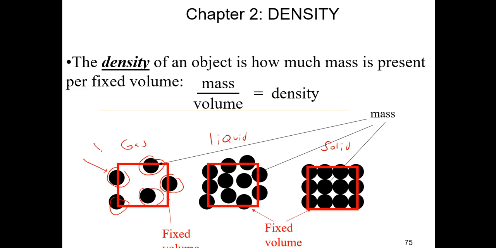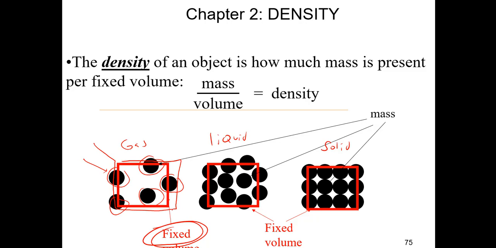We then have this box right here, which represents a fixed volume. Now, every substance has a different number of particles or atoms that make it up. So when we're comparing our different phases, solid, liquid, and gas, it's helpful to have the same fixed volume. That means they have the same box placed on each of the individual substances, so that way we can do an equal comparison.